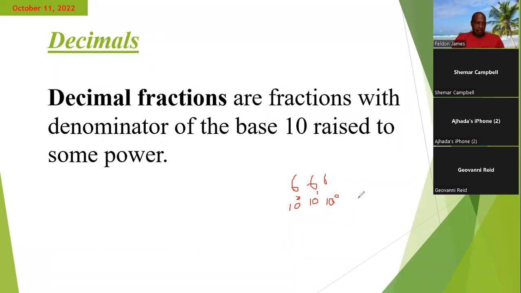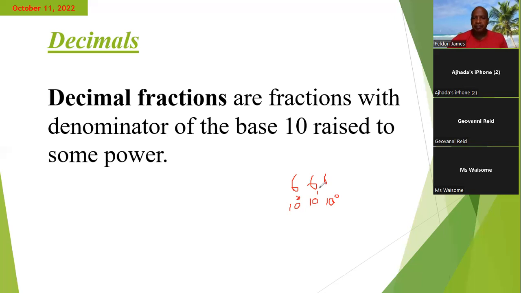Anybody know anything about raising a number to the 0 power? What do we get when you raise a number to the 0 power? Anybody? Same number, sir. Well, not just the same number. Any number raised to the power 0 would be 1.